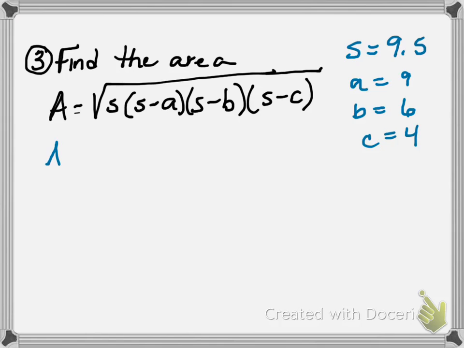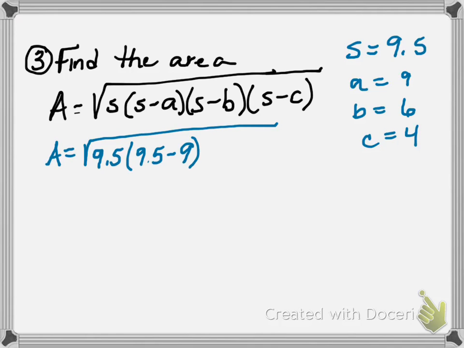So here we have A equals the square root of S, which is 9.5, times 9.5 minus 9, times 9.5 minus 6, times 9.5 minus 4. All right, so that's everything substituted. And notice I write everything underneath where it's supposed to be because I want you to see the substitution.